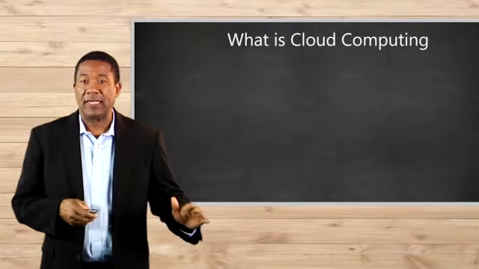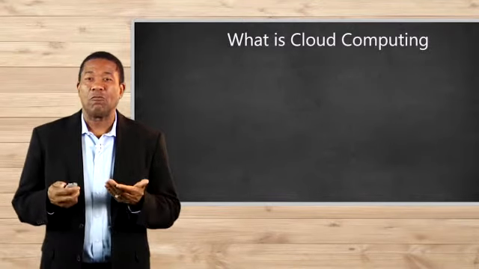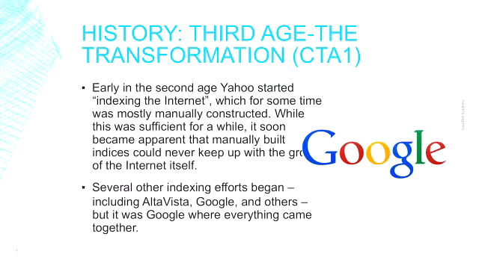Early in the second age, Yahoo indexed the internet, and this was a real manual effort where people would sit on their computers and surf the internet looking for new websites. They would document the websites and then catalog them into an indexed page on Yahoo. This is okay for a while, but the size of the internet expanded exponentially, and mere humans couldn't keep up with the growth.